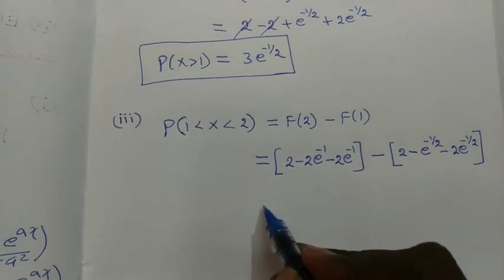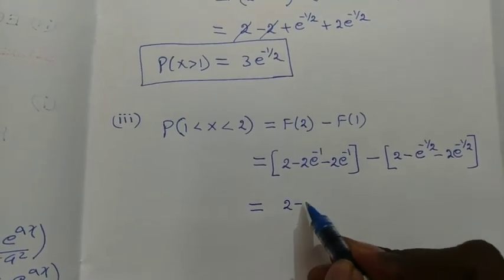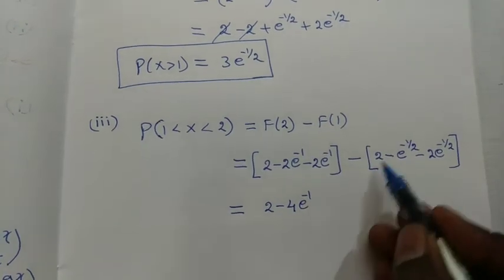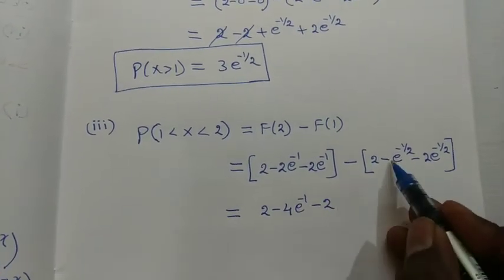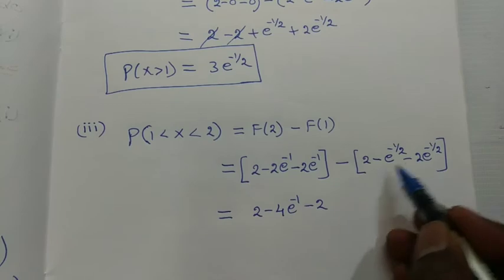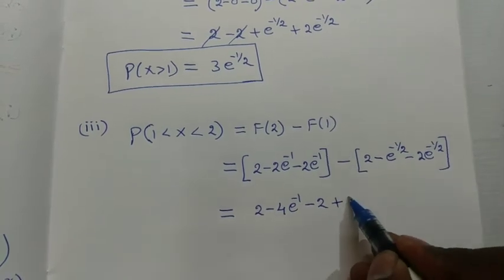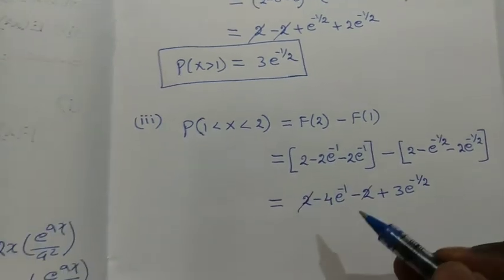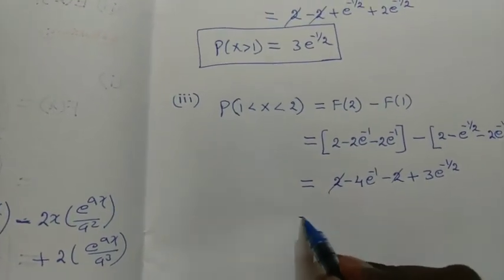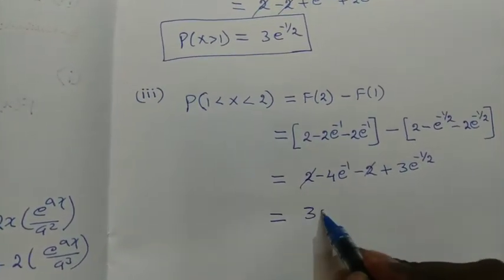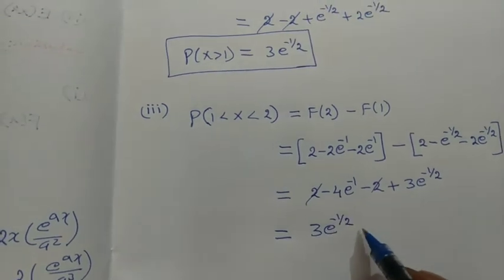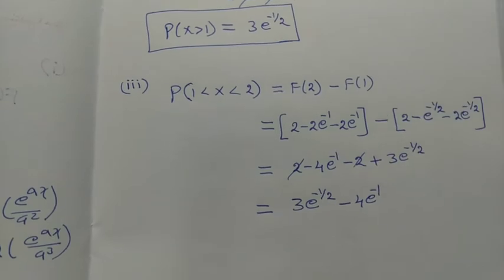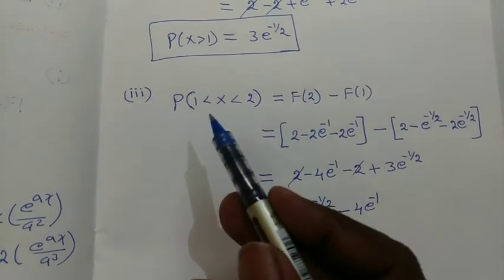So next I am going to simplify. So 2 minus 4 e power minus 1 minus 2, this is minus 3 e power minus 1 by 2. So minus of minus, plus 3 e power minus 1 by 2. Cancel minus 2 and plus 2. So finally the answer is 3 e power minus 1 by 2 minus 4 e power minus 1. So this is the value of P of 1 less than x less than 2.